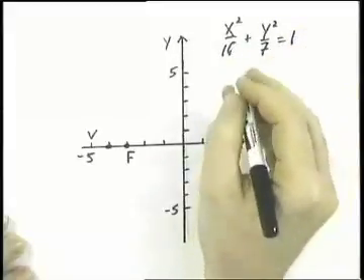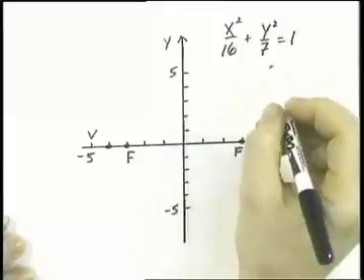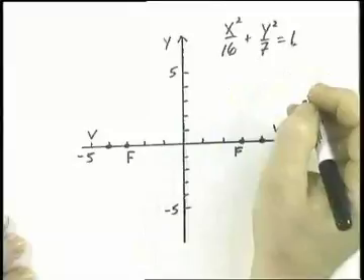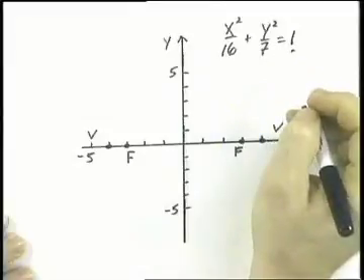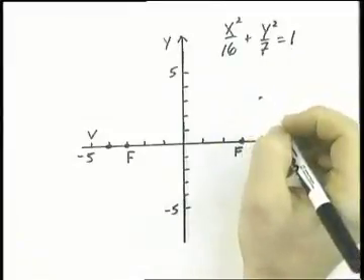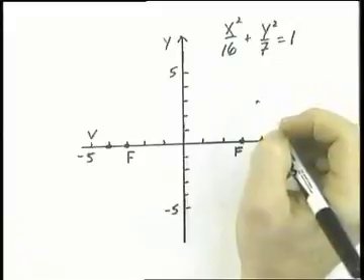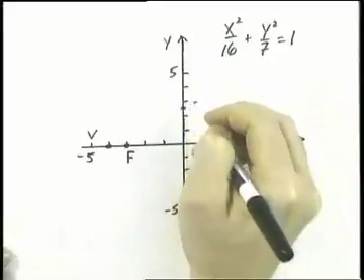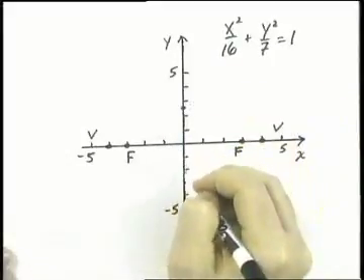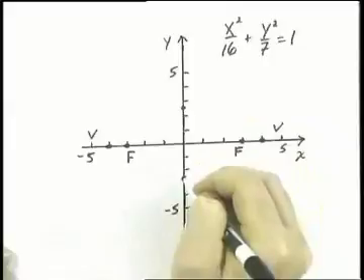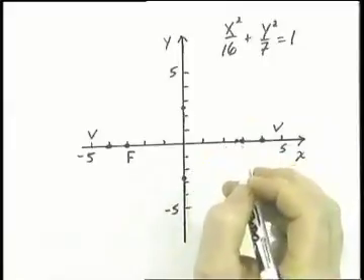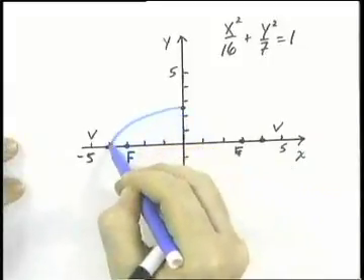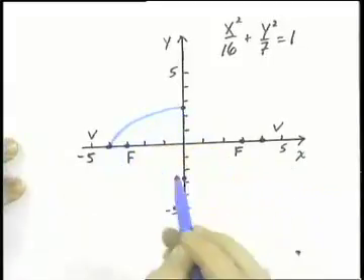If I let x equal 0 in this equation, what am I going to get? I'm going to get y squared over 7 equals 1, which means y squared equals 7, which means that y is plus or minus the square root of 7. So I have a point here at positive square root of 7 on the y-axis, and a point down here at negative square root of 7 on the negative y-axis. I use these points to draw in the graph of the ellipse.